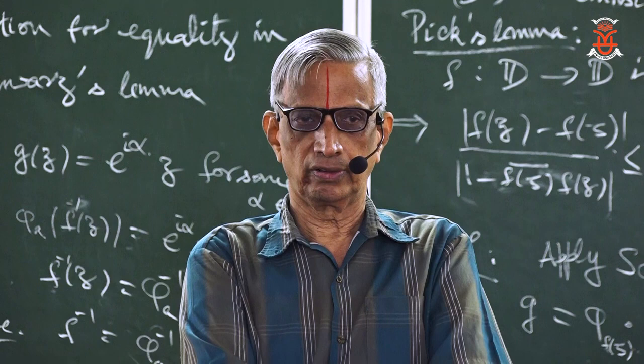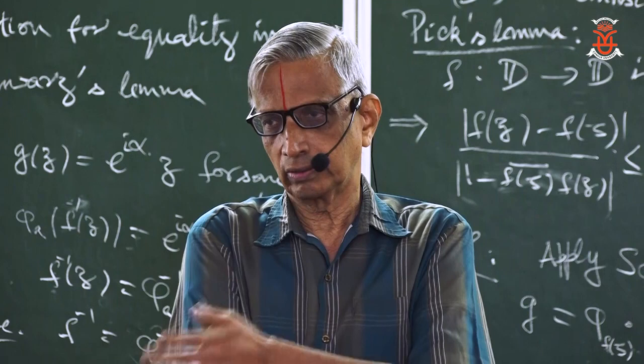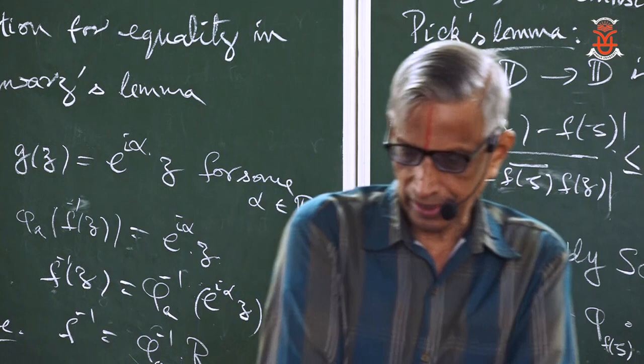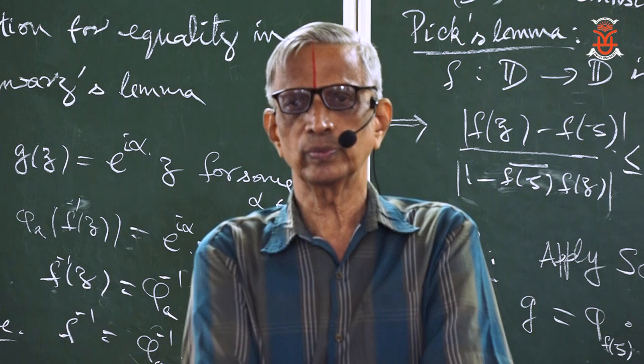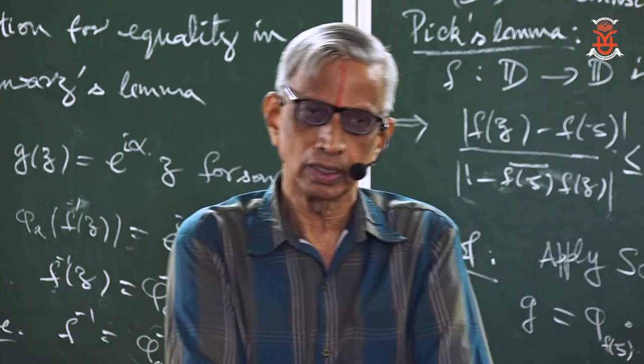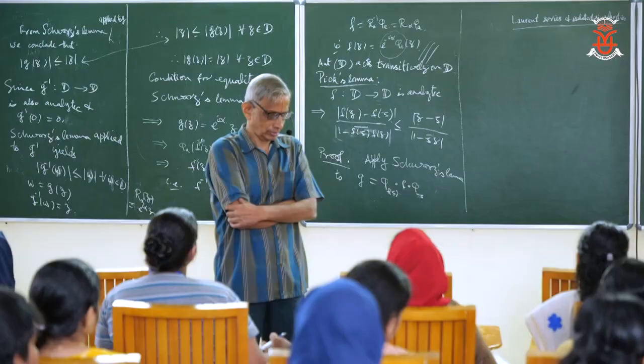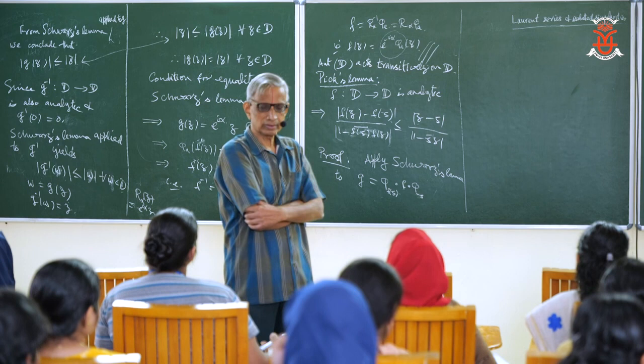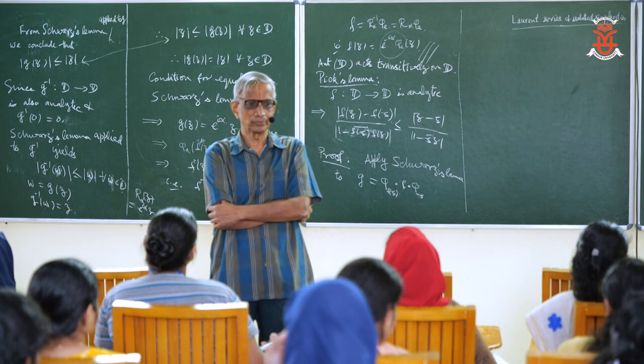The power series has only non-negative powers, 0 to infinity. But the series expansion around a singularity is going to be in terms of both positive and negative powers. So this expansion is what is called the Laurent series. We will start by looking at an example and then state the theorem. We'll not be proving the theorem as such.